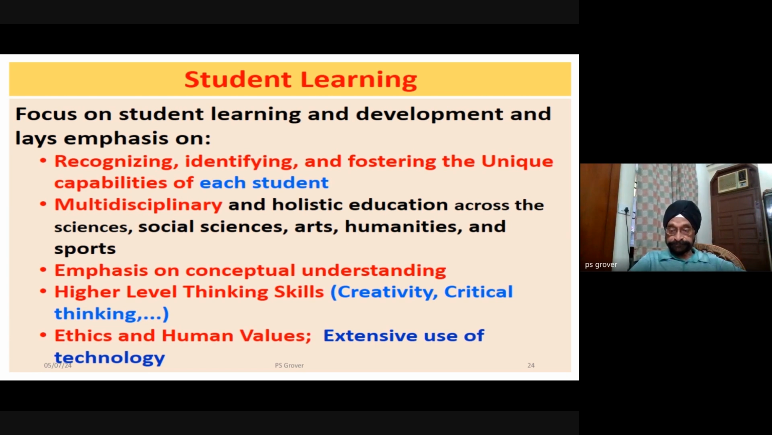Now, as I mentioned, every student is unique. His learning capabilities are unique. His skills are unique. Now, nature has given competence to every student. If we are to be able to teach students where they are good, how can I do that? I can do it if I am looking at the interest of the student, how the student can be involved. When students are involved in this multidisciplinary and holistic education across social sciences, with emphasis on conceptual understanding, higher level thinking, creativity, ethics, and human values.